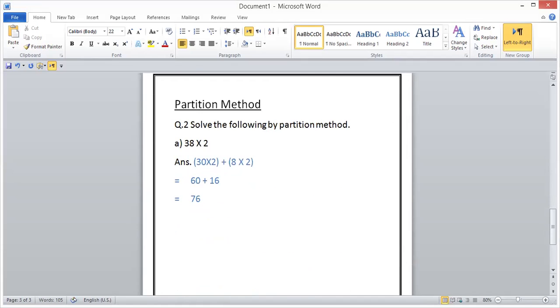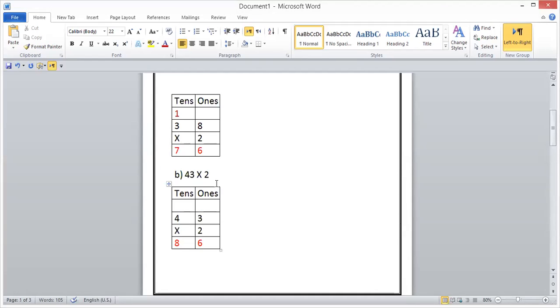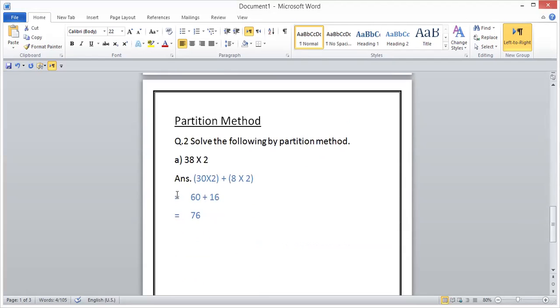Then we have another question, B. I will write it here. That is 43 by 2, right? This is 43 by 2. So take 43 by 2 here and we will solve it by partition method.